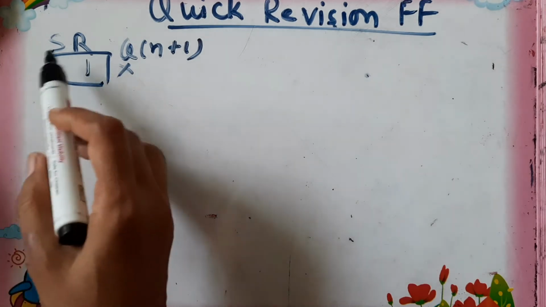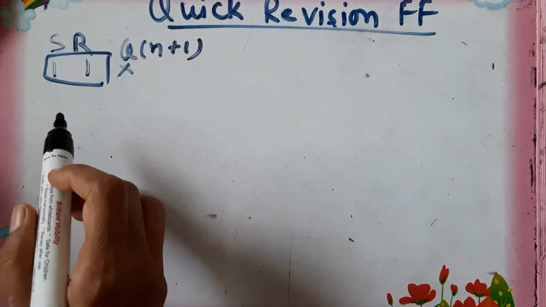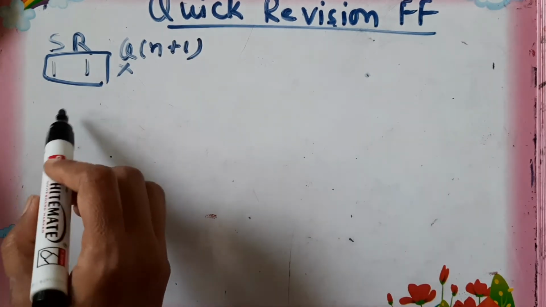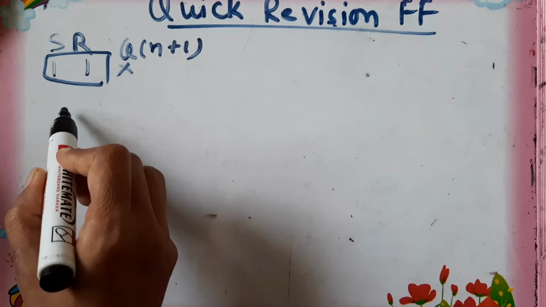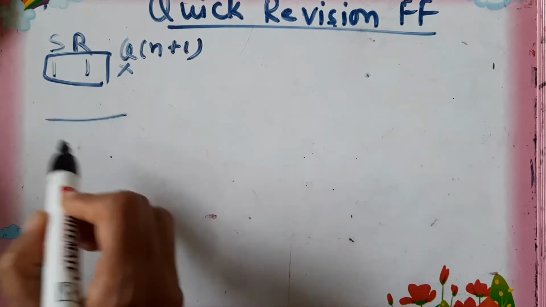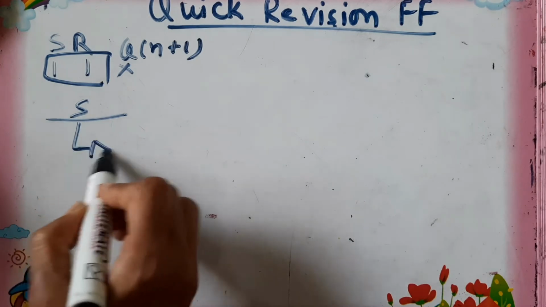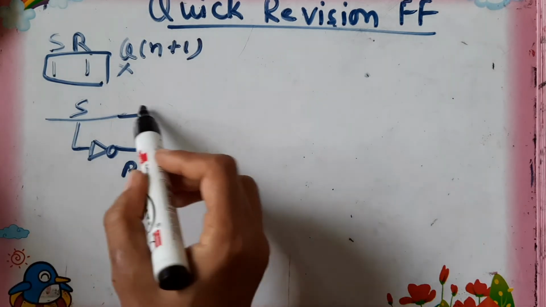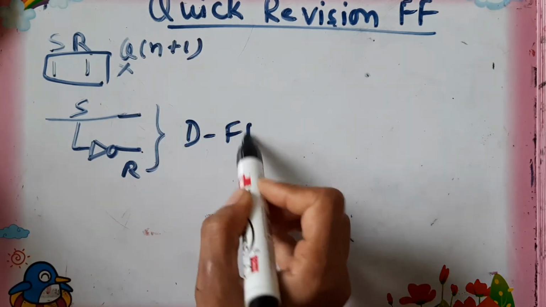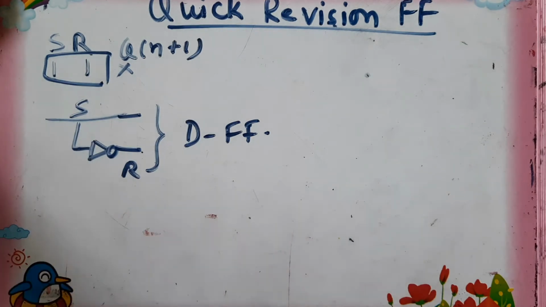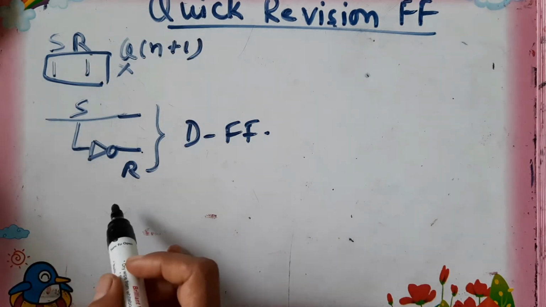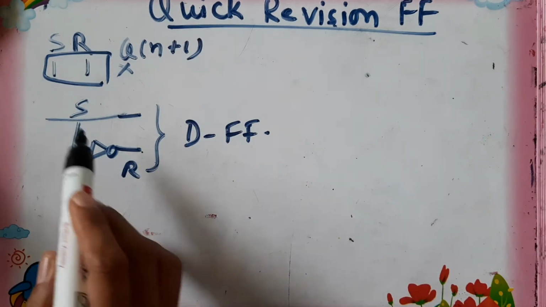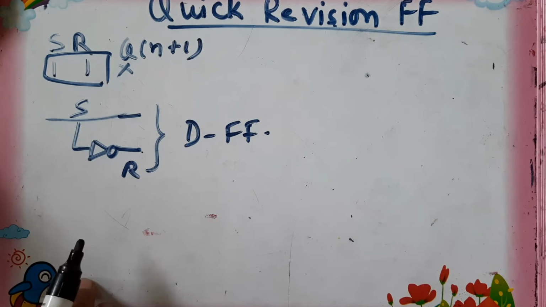Then, to avoid this and to make the flip-flop work as a data flip-flop, we are inverting one of the inputs. Means if we are given S as it is, then R will be the inversion of that. So this is for the D flip-flop, when we are inverting one of the inputs. So both S and R will not be the same at the same time.